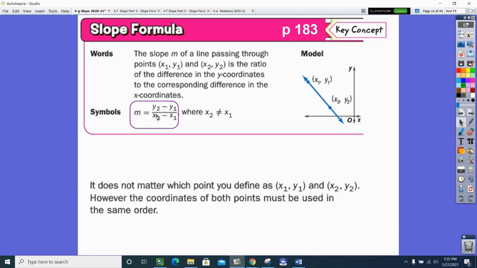Now, when you look at this formula, it looks a lot more complicated than what we were just talking about. Really, all it's saying is you're going to have coordinates of 2 points, and you're going to subtract the y's, and you're going to subtract the x's. So these little numbers just mean take the y of the second point minus the y of the first point over the x of the second point minus the x of the first point. So the only thing that matters is once you pick which point you're going to start with for the y's, you got to start with that same point for the x's. That's really the only thing that it is saying.